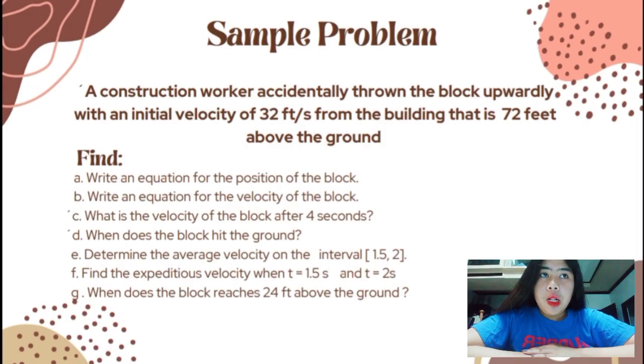For the sample problem in freefall, a construction worker accidentally throws a block upward with an initial velocity of 32 feet per second from a building that is 72 feet above the ground. Find A. Write an equation for the position of the block. B. Write an equation for the velocity of the block. C. What is the block velocity after 4 seconds? D. When does the block hit the ground? E. Determine the average velocity on the interval 1.5 and 2. Find the instantaneous velocity when t equals 1.5 seconds and t is equal to 2 seconds. When does the block reach 24 feet above the ground?